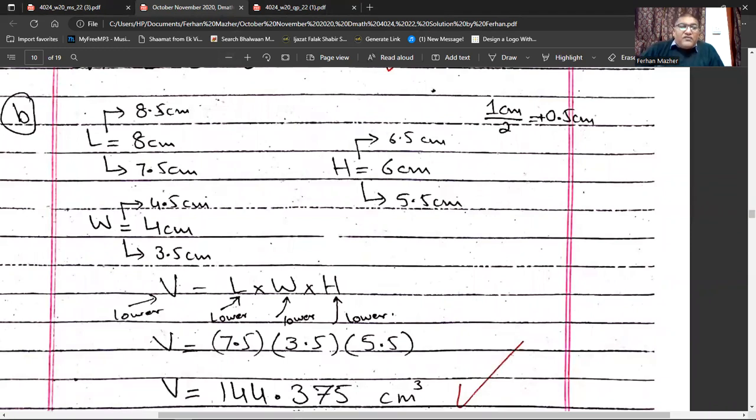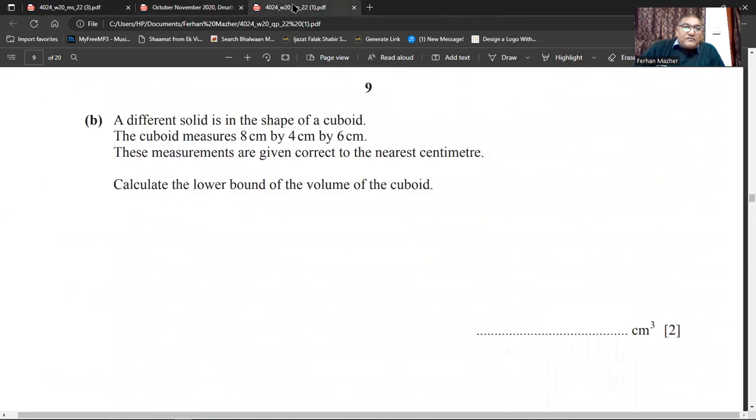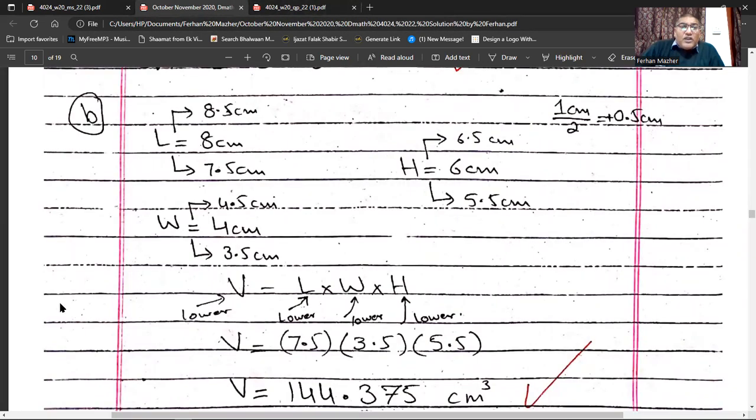Now, if you want to find the volume of this cuboid, the formula is volume equals length times width times height. They want the lower bound of the volume. Let me check. Calculate the lower bound of the volume of the cuboid. Okay. Because the volume is calculated by the formula length multiplied by width multiplied by height, it means for the length, width and height, you have to take their lower bounds. So I will take the lower bound of the length, the lower bound of the width, and the lower bound of the height. So the volume will be 7.5 multiplied by 3.5 multiplied by 5.5, and the volume will be 144.375 centimeter cube.